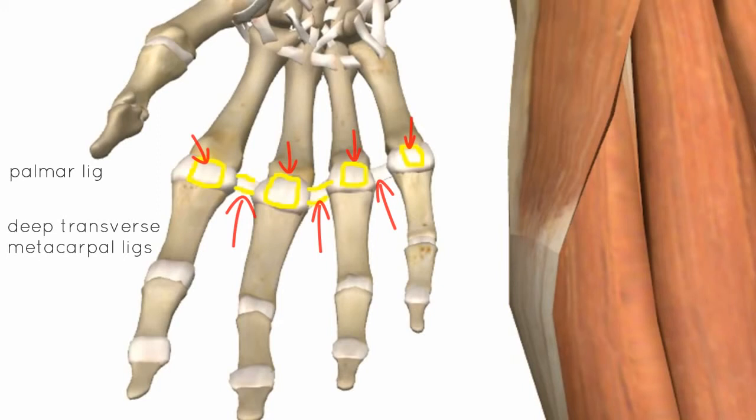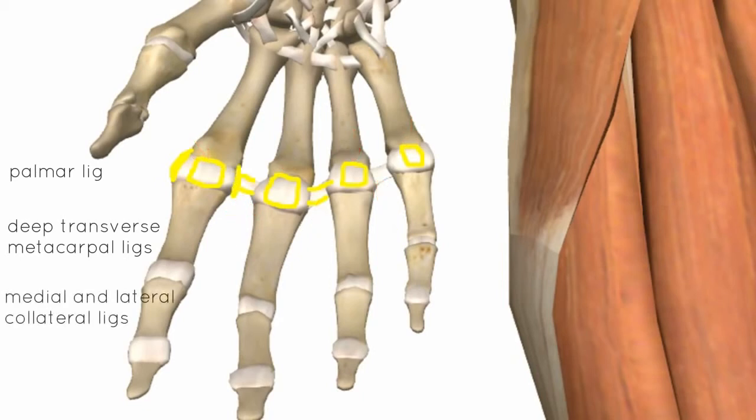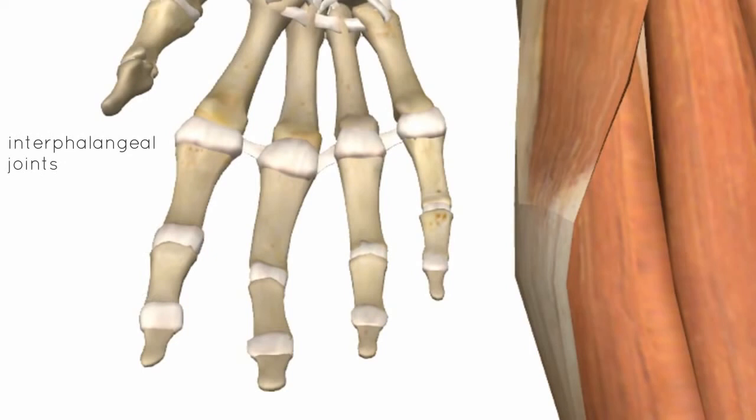And then on the sides of the joint, you've got collateral ligaments. So you've got medial and lateral collateral ligaments. Just to run through that again, you've got a palmar ligament, you've got deep transverse ligaments which link the palmar ligaments together, and then you've got collateral ligaments, so medial and lateral collateral ligaments, and these help to reinforce the joint capsule. So finally we've got the interphalangeal joints.